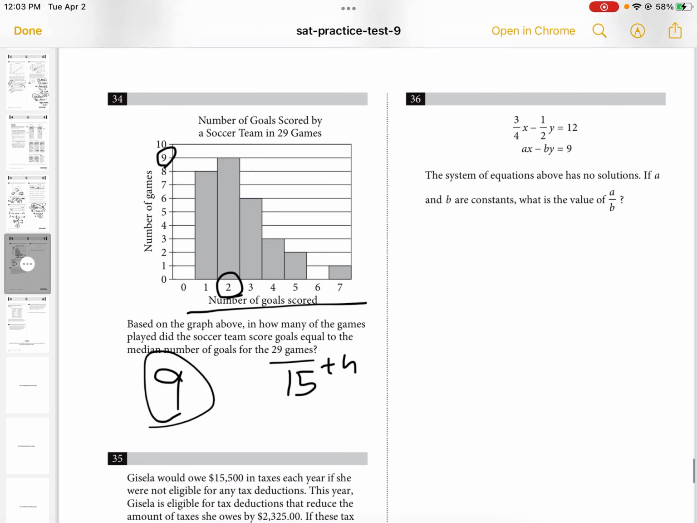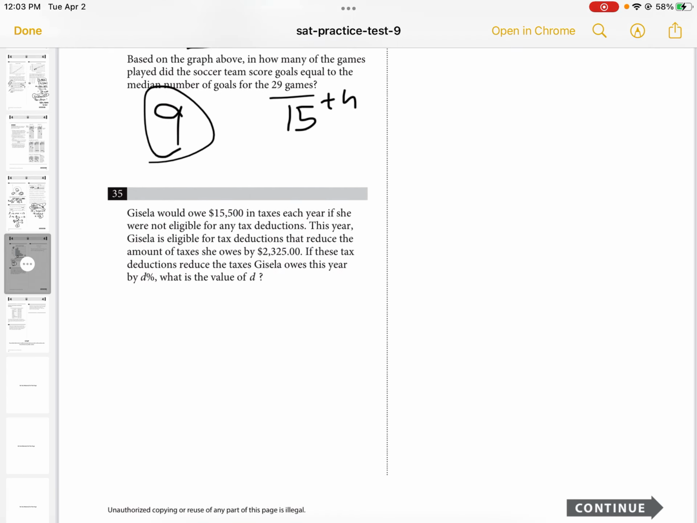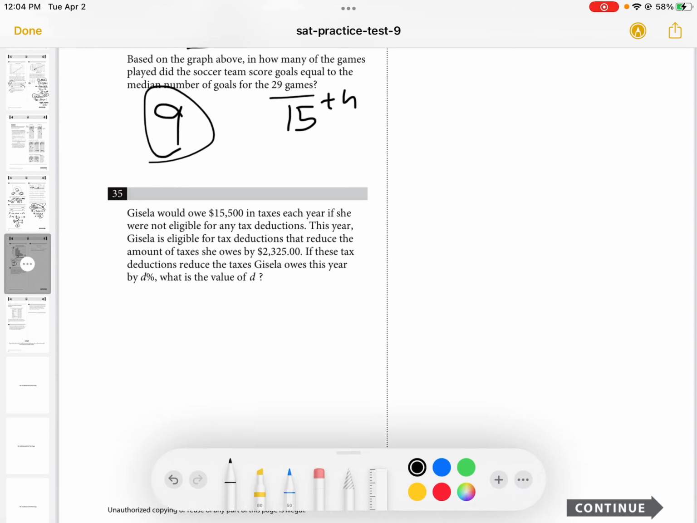That's it. Number 35. Gisela would owe $15,500 in taxes each year if she were not eligible for any tax deductions. This year, Gisela is eligible for tax deductions that reduce the amount of taxes she owes by $2,325. If these tax deductions reduce the taxes Gisela owes this year by D%, what's the value of D?